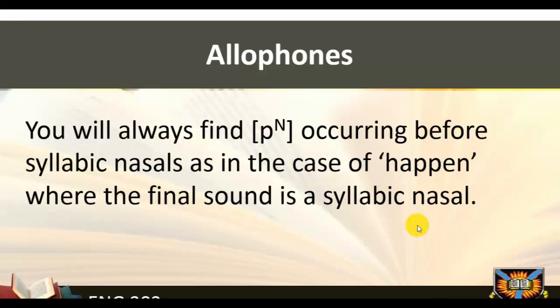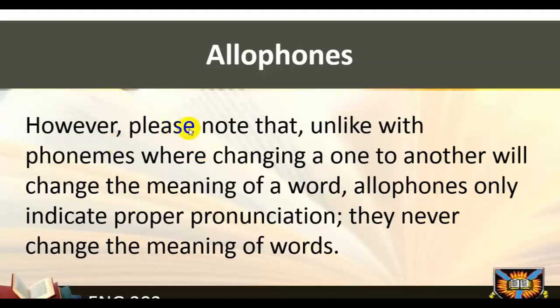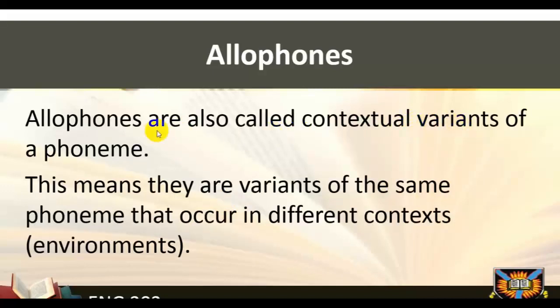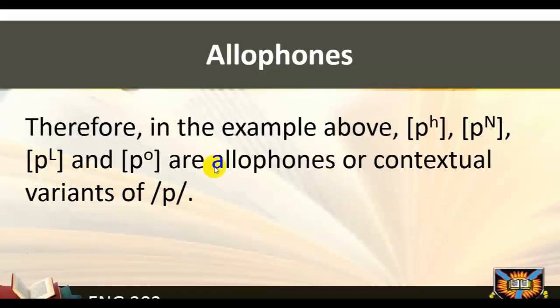However, please note that unlike with phonemes, where changing one to another will change the meaning of a word, allophones only indicate proper pronunciation. They never change the meaning of words. Allophones are also called contextual variants of a phoneme. This means they are variants of the same phoneme that occur in different contexts, environments. Therefore, in the example above, PH, PN, PL, and PO are allophones or contextual variants of P.